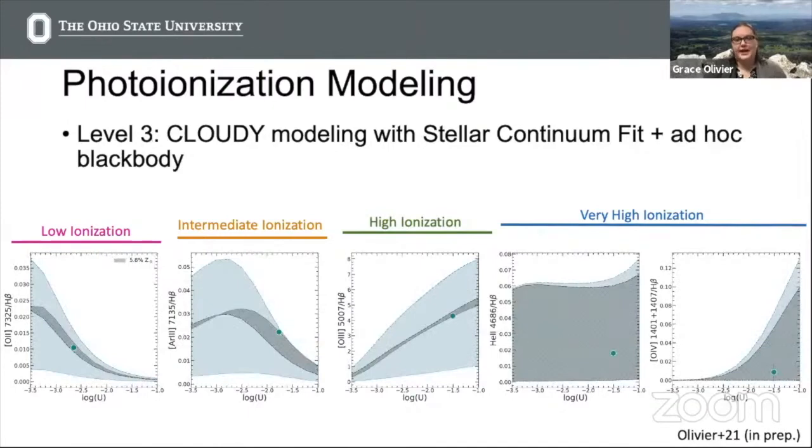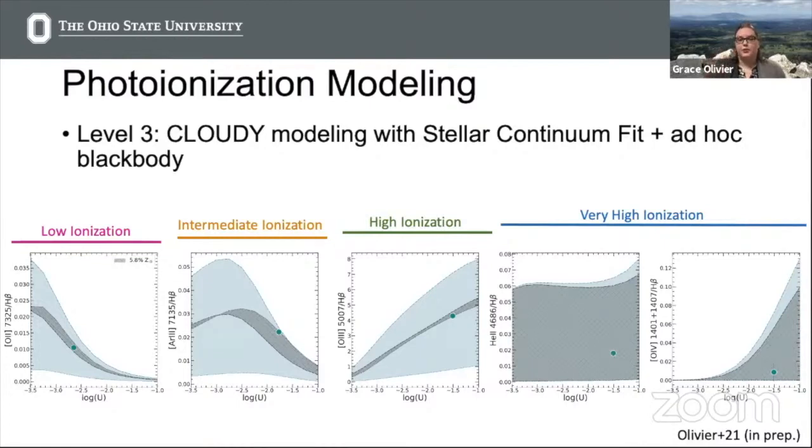And to do this, we add a black body. So we are not physically figuring out what the mechanism is that causes the helium-2 right now. We just want to know what temperature and contribution to the flux is needed in order to get to the photons we need for ionizing helium-2. And so still, when we add a black body, we can still produce low, intermediate, and high ionization lines, but now the band for the models is able to encompass the points for helium-2 and oxygen-4.